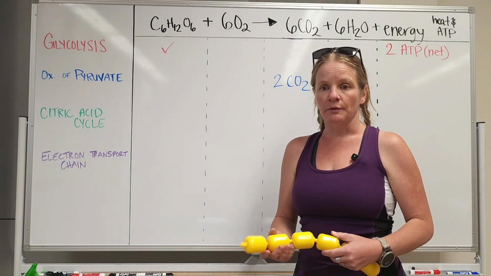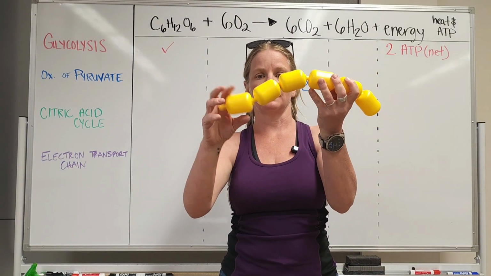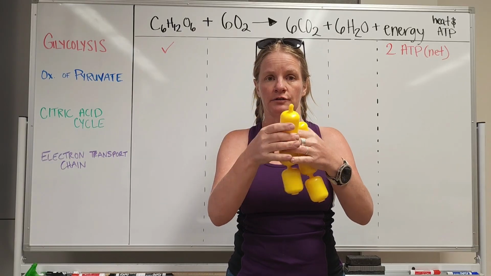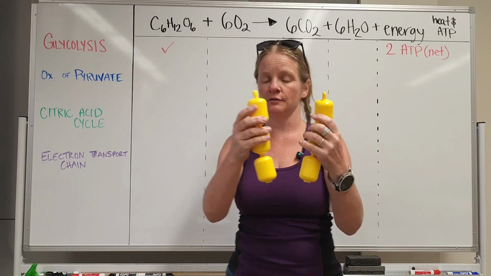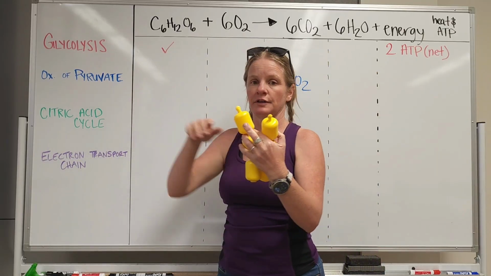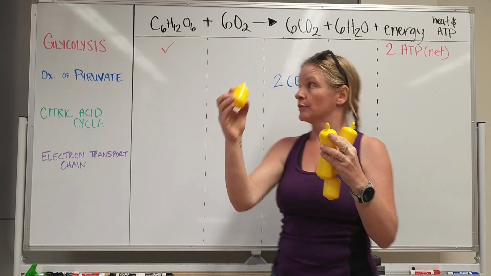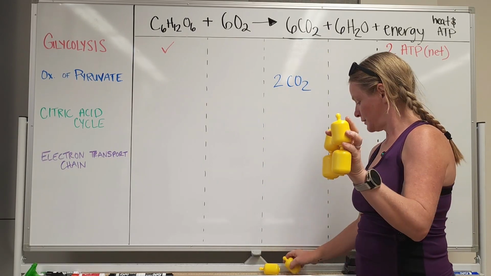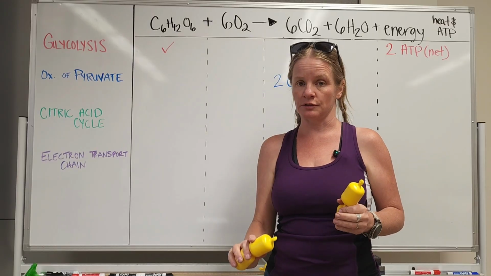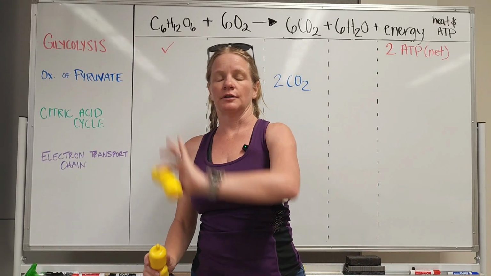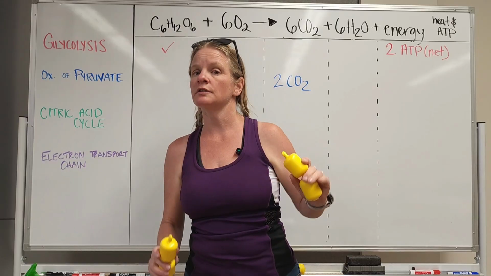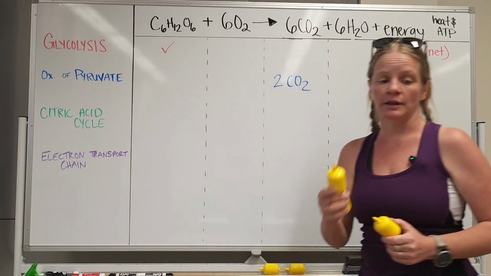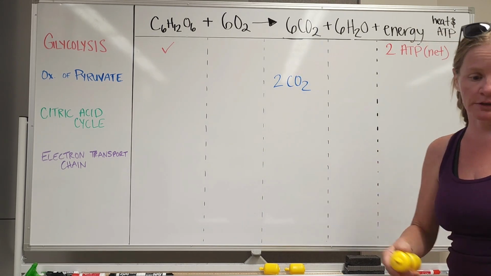All right, let's summarize what we've done. During glycolysis, we took our 6-carbon glucose molecule, broke it in half, and made our 2 3-carbon pyruvate molecules. Then, during the oxidation of pyruvate, we produced 2 carbon dioxide, and went into the citric acid cycle. You're going to do the citric acid cycle twice for each glucose molecule. So now let's keep track of what we've done so far.